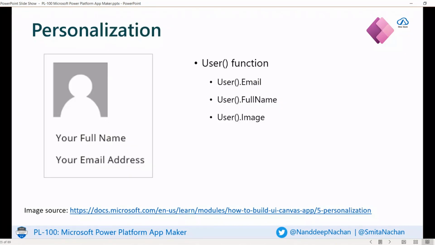Now let's see personalization. In Power Apps, you can show information about the current user using the User function. This includes the full name, email address, and the picture that is associated with the user who is signed into a Canvas app.